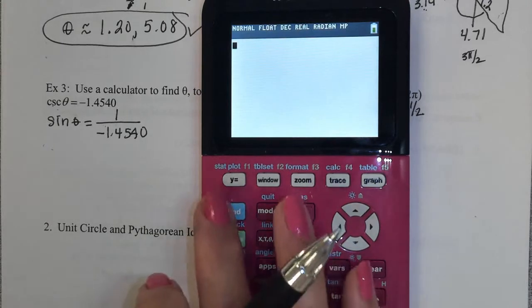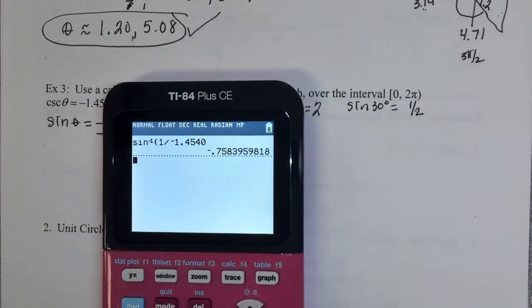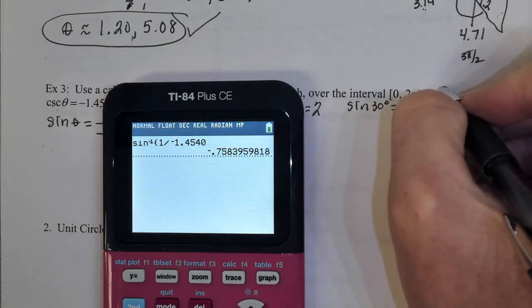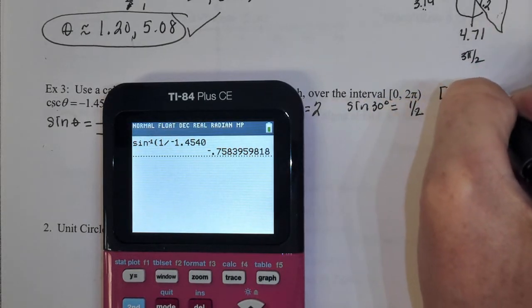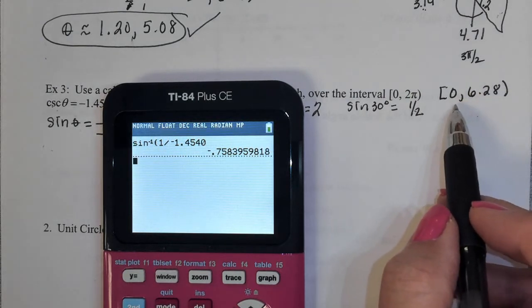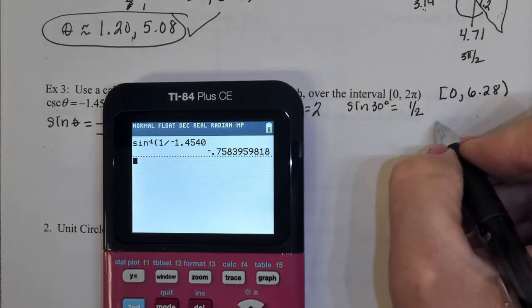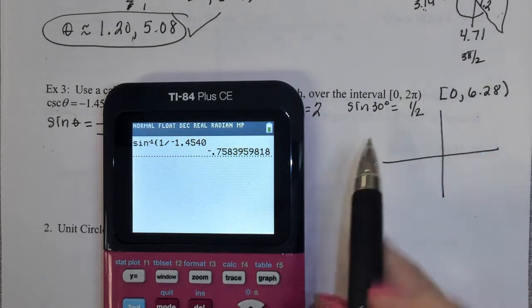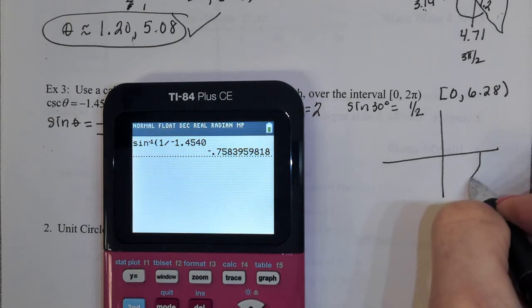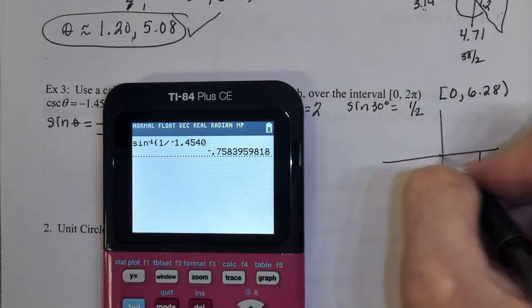All right, so I'm going to have to do second sine of 1 divided by negative 1.4540. And I get this answer. Is that answer in between 0 and 6.28? No, it is not. At this time, you might want to pause the video and see if you can think this through on your own. I'm going to go through it with you. So the answer that it gave me is a negative angle. So it's going to be going in this direction. But I still have that reference angle.